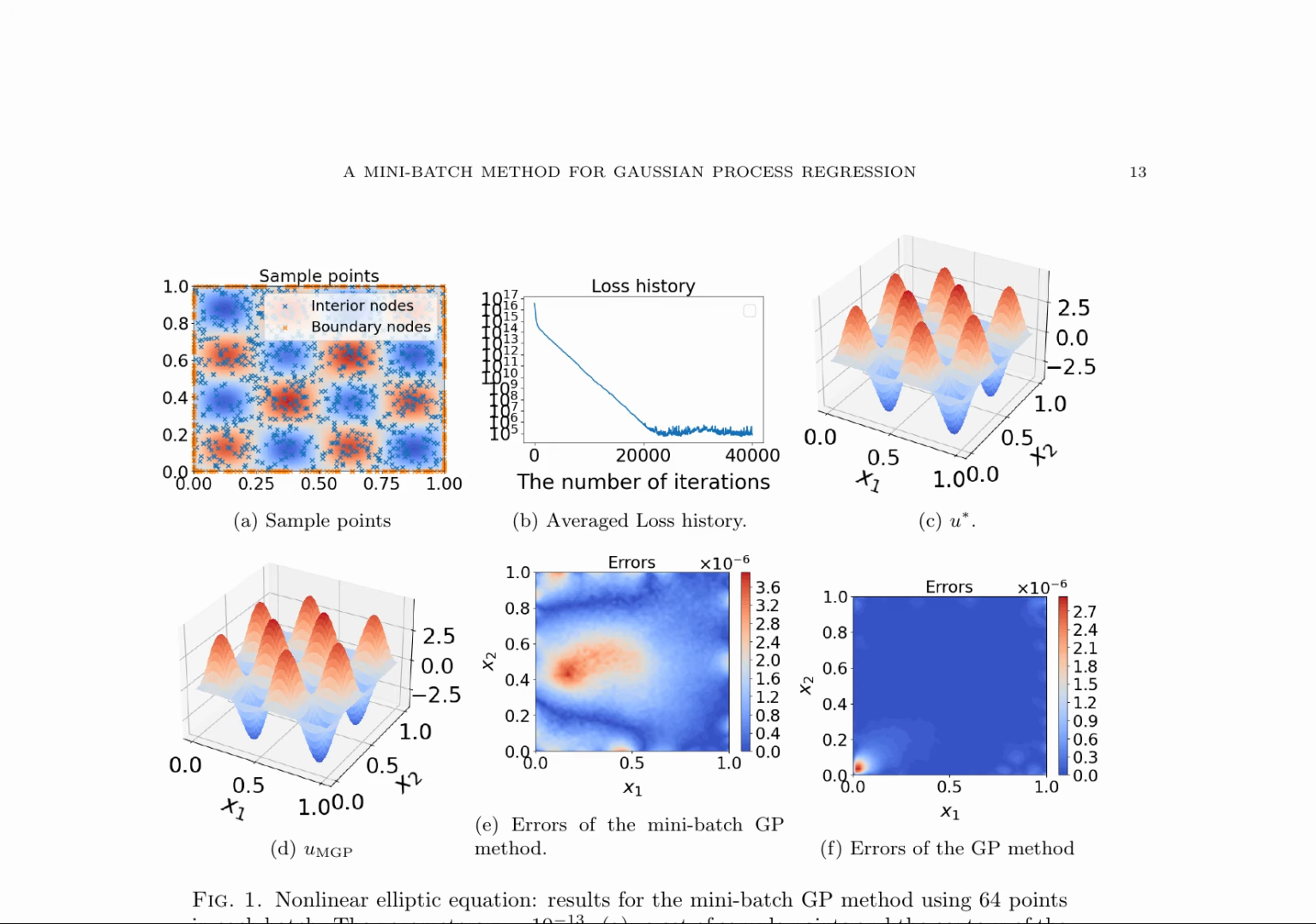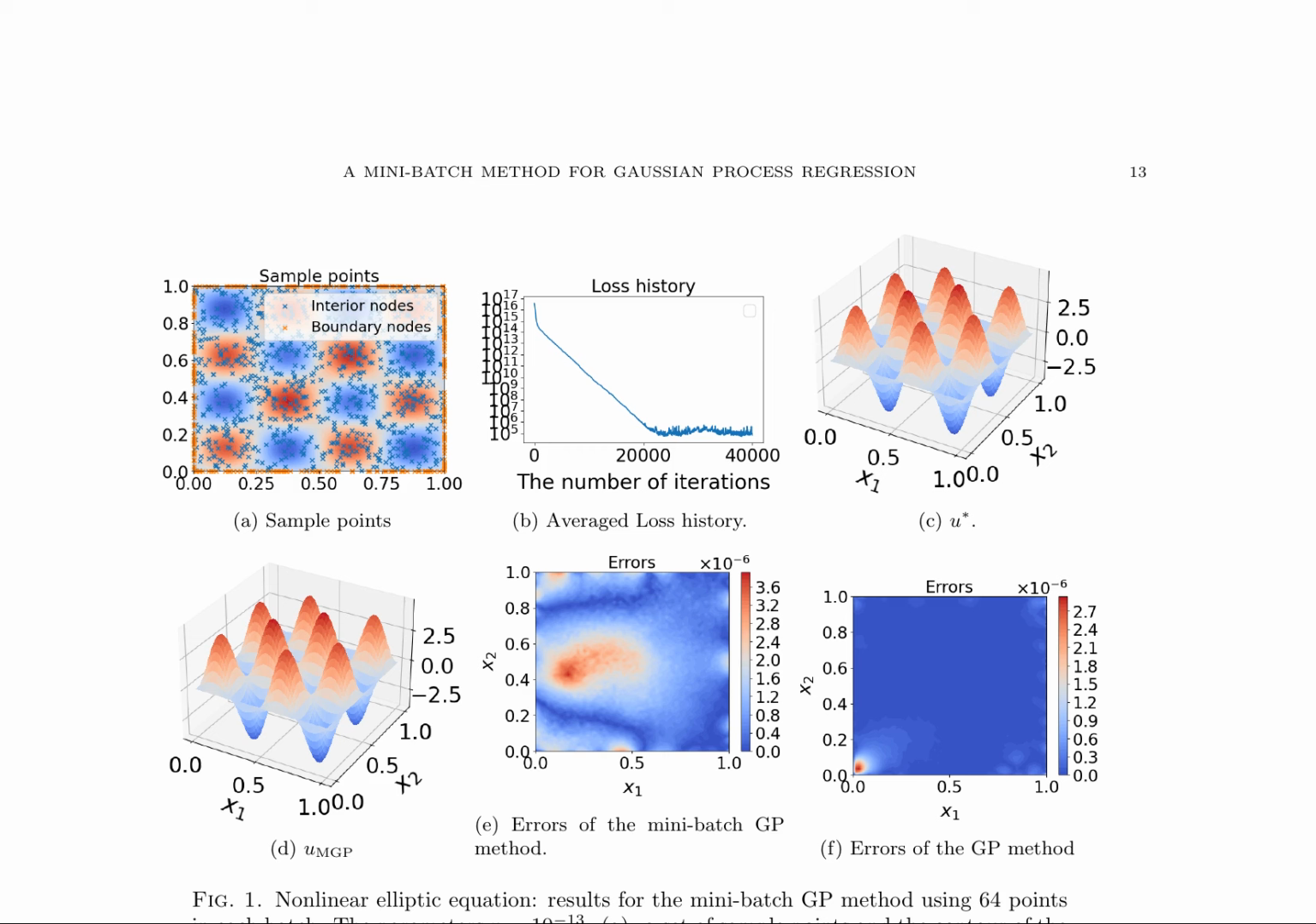In Gaussian process regression for nonlinear elliptic equations, a mini-batch method is proposed to improve computational efficiency. The true solution, U, is defined as sin(pi x1) sin(pi x2) plus 4 sin(4 pi x1) sin(4 pi x2), for x equals (x1, x2), an element of omega. The corresponding right-hand side of the first equation in the system, 4.1, is computed.